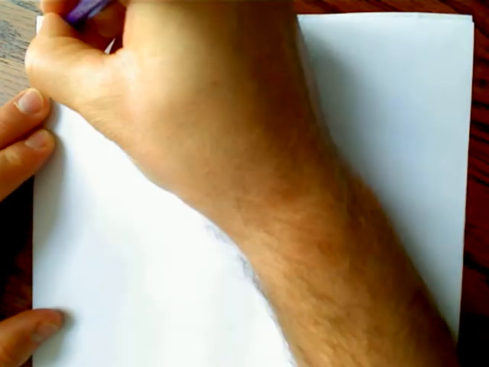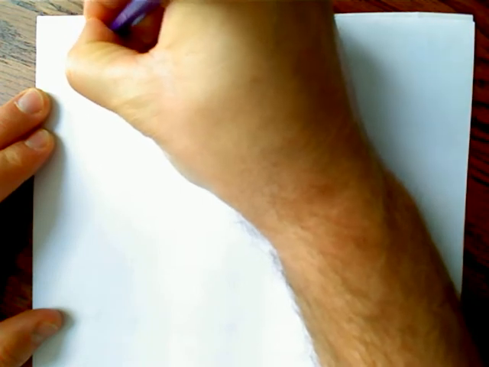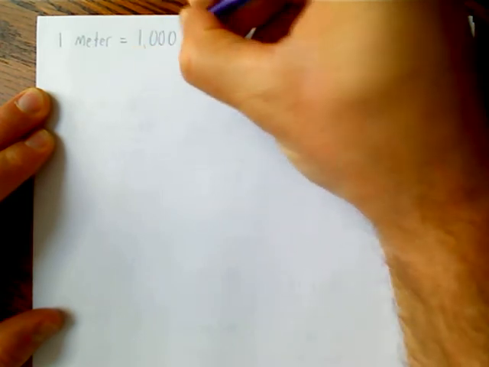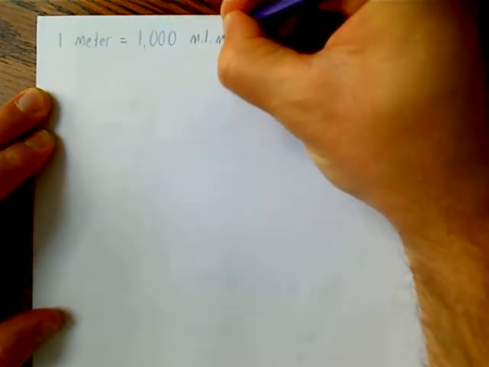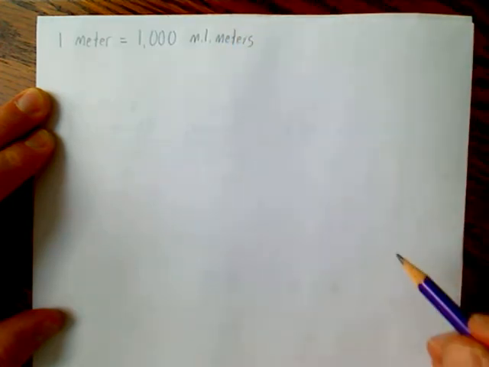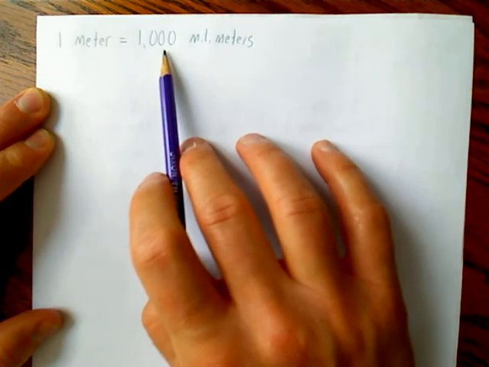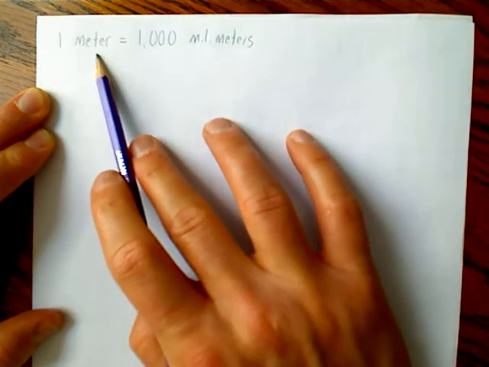Okay, we're back. In this video, we're going to talk about numbers when it comes to the metric system. So, really briefly, let's start with meters. So, 1 meter is equal to 1,000 millimeters. So you can start thinking about milli, meaning thousand. So if you have 1,000 millimeters, that adds up to 1 meter.